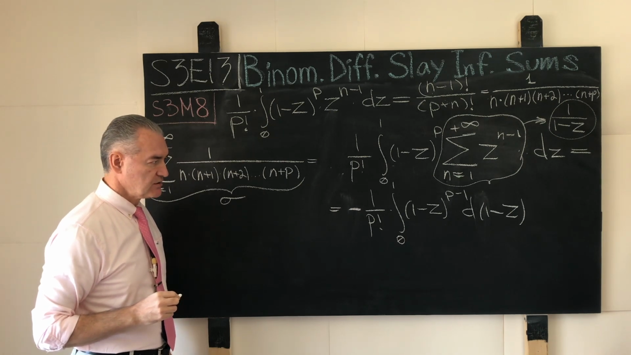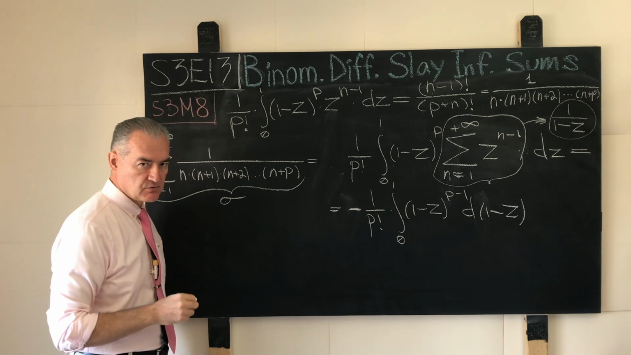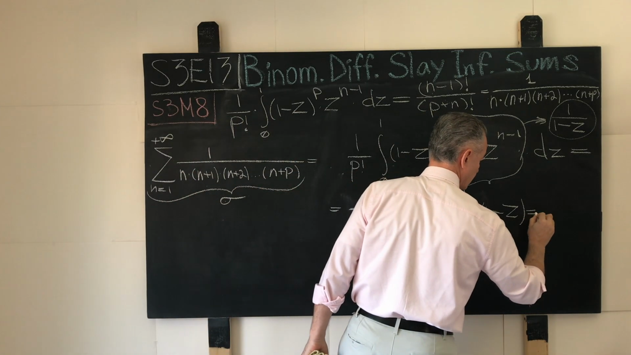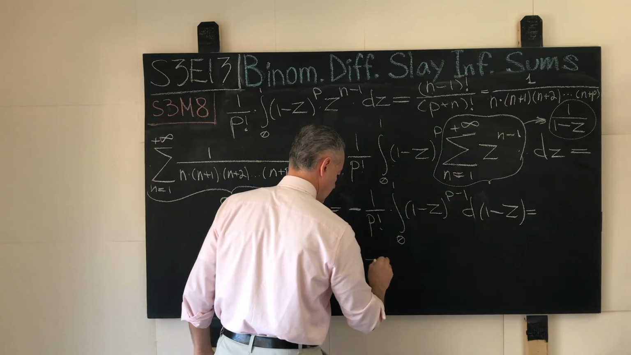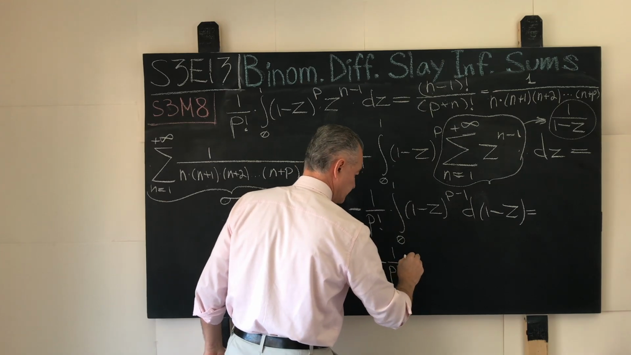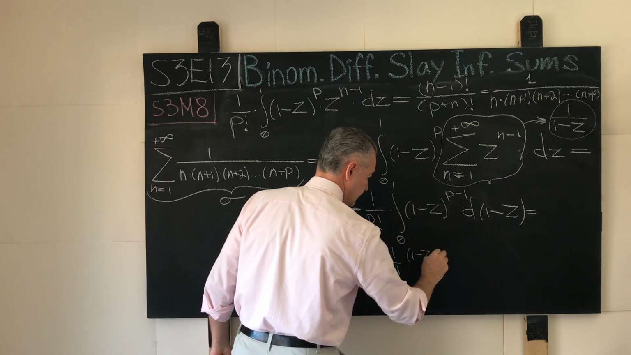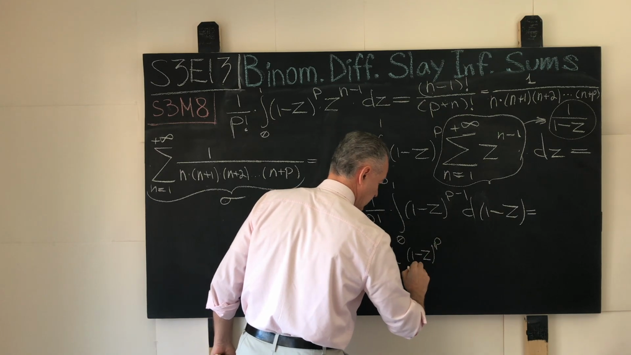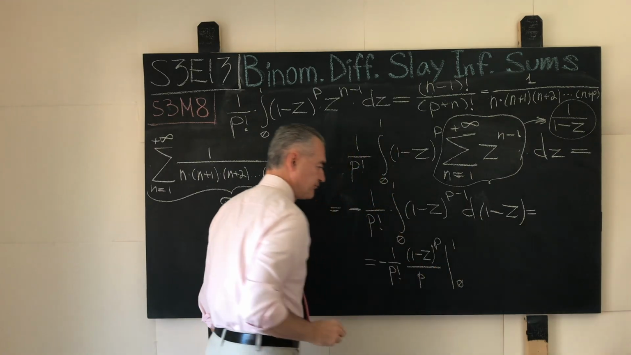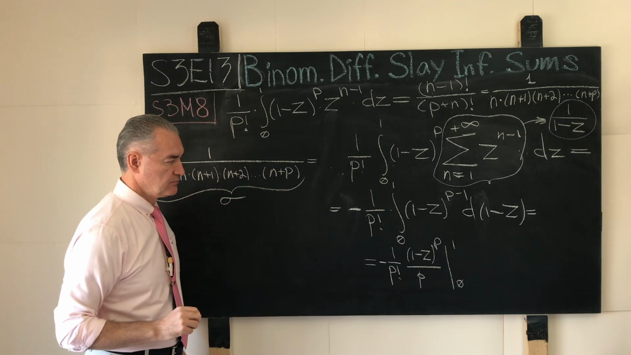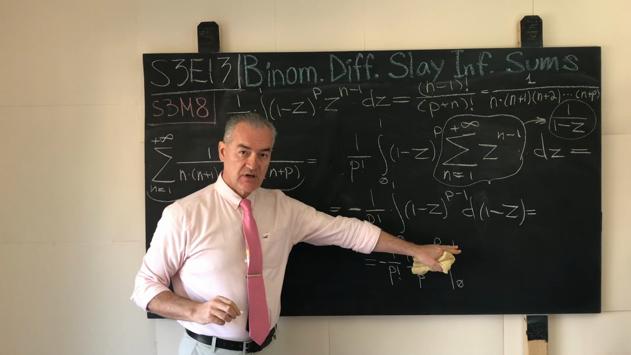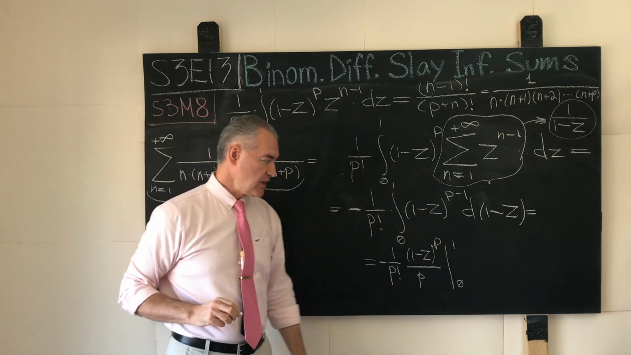So now we have technically the integral of t raised to some power dt. This is a trivial integral. We do not have to worry about it too much. Let's write it down over here. It will be minus 1 over p factorial times (1 minus z) raised to the power of p divided by p, over the boundaries from 0 to 1. So what do we do here? We bump the power by 1 and we divide the result by that increased number.